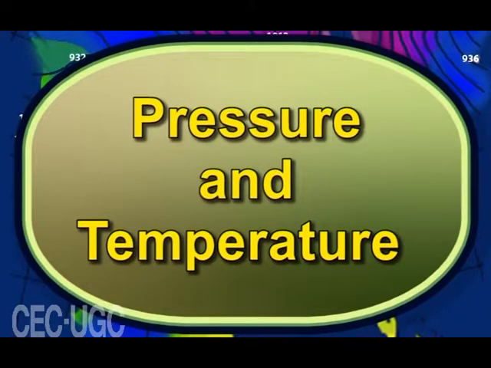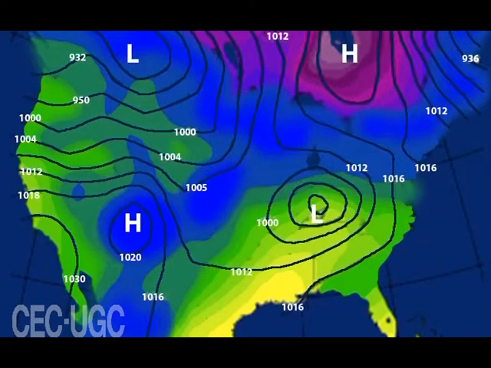Pressure and temperature. This panel depicts temperature and sea level pressure contours. This chart is useful for finding fronts and high and low pressure systems. The solid black contours represent pressure contours or isobars in millibars. The isobars have a contour interval of 4 millibars.